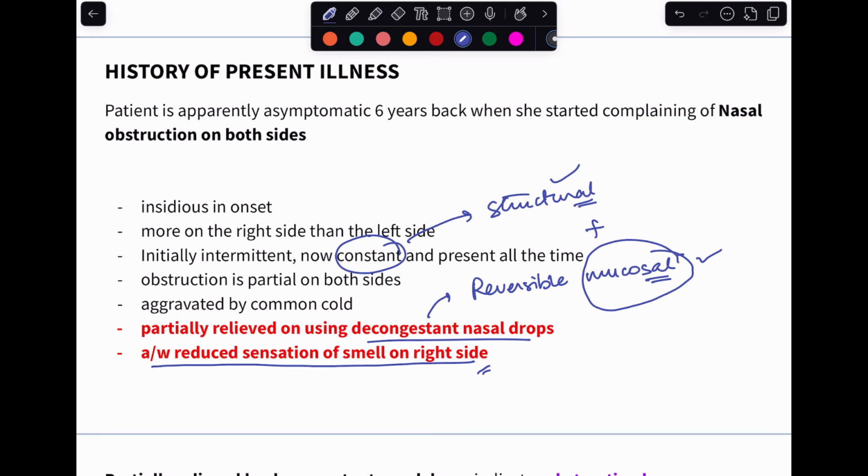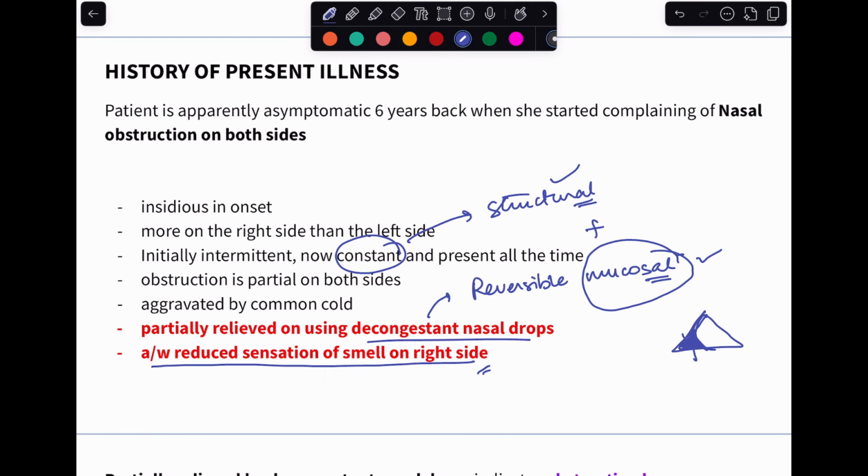Now, we already know that this is a case of DNS, so I'm explaining over here how this would fit into our diagnosis of DNS. When you have a deviated nasal septum on one side, one of the sides gets completely blocked. So the nasal cavity passage is actually very less. It has been narrowed down.